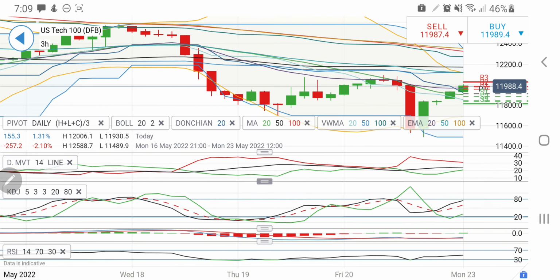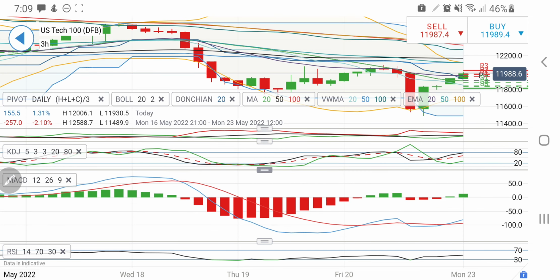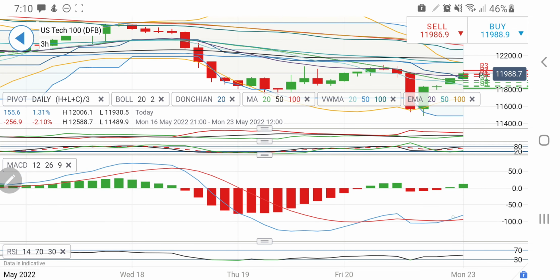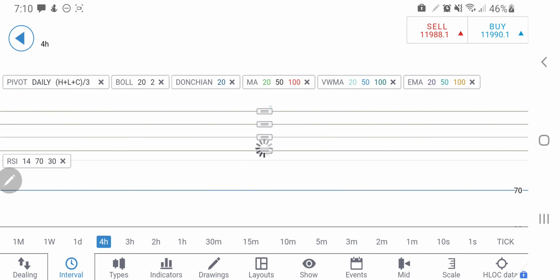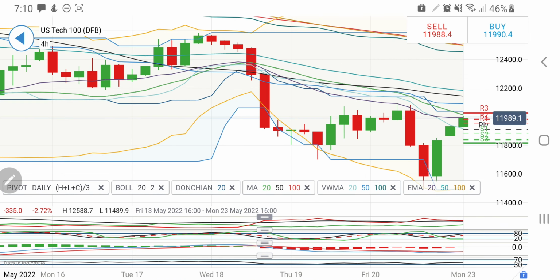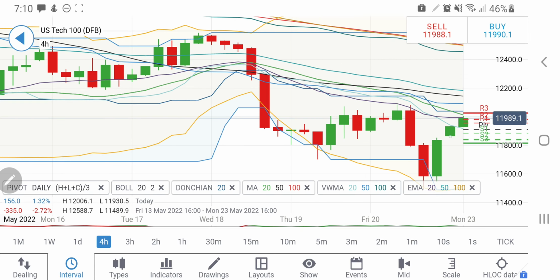Directional movement is trying to converge. The stochastic is looking upwards. The MACD has crossed over, and this is the second green candle. We can see more green candles. It is divergent. RSI is looking upwards. And if you look at the 4-hour charts, similar is the observation.